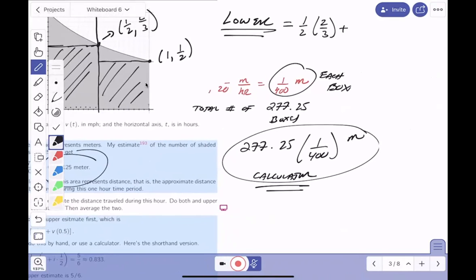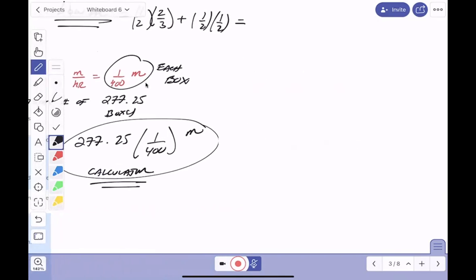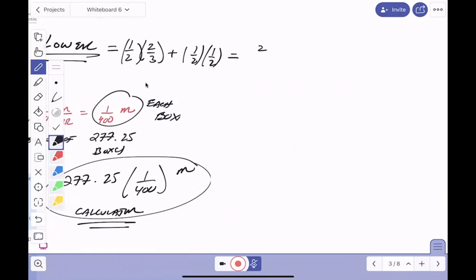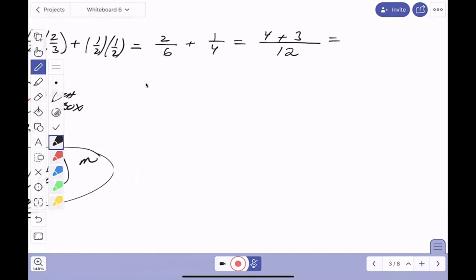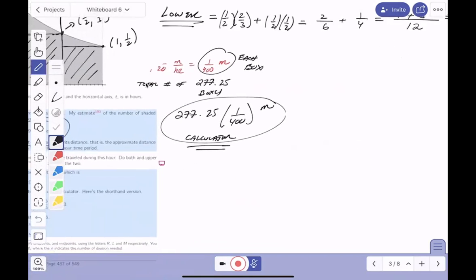Plus, what's the next one going to be? 1/2 is the base. And what's the height of that rectangle? 1/2. Let's write this down. We'll do the arithmetic and we'll check the key. It's going to be 2 over 6 plus 1/4. Mistakes happen. That's why we give you a key. The common denominator is going to be 12. Well, 2 times 6 is 12, so it's going to be 4. And 3 times 4 is 12. That's going to be 3. So it's going to be 7/12 meter.